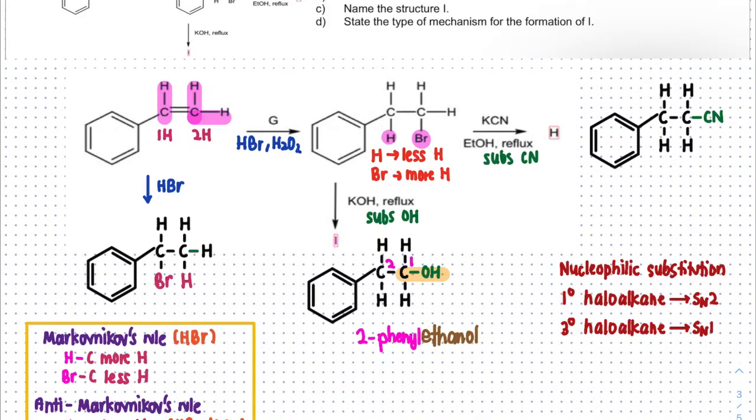Okay, question D. This is question C. Question D, state the type of mechanism for the formation of I. Sebenarnya for the nucleophilic substitution, diterima juga. But then again, because we have learned specifically, kalau for the primary haloalkane, it must be SN2. Kalau tertiary haloalkane must be SN1. Okay, so yang ini betul, tapi lebih tepat lagi kalau kamu buat SN2.